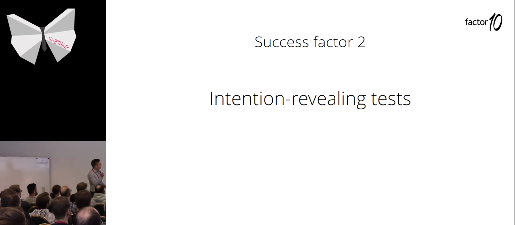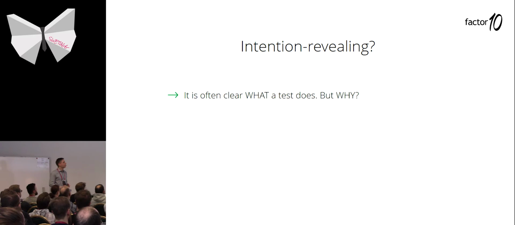So the next success factor was intention revealing tests. Okay, what does that mean? Suppose that we have tests that are bug-free and easily comprehensible. In this case, we can look at the test and we can probably easily understand what it does. But can we understand why it does it? Is it obvious if we look at the test why it asserts in a certain way?